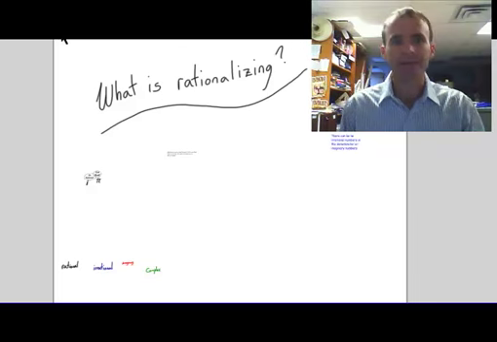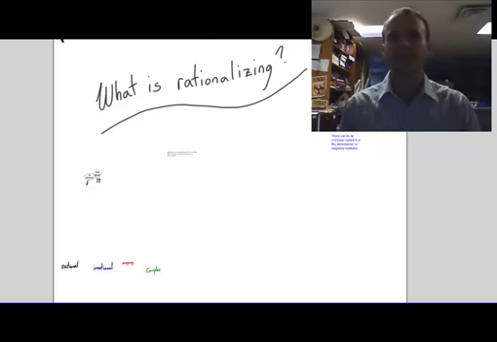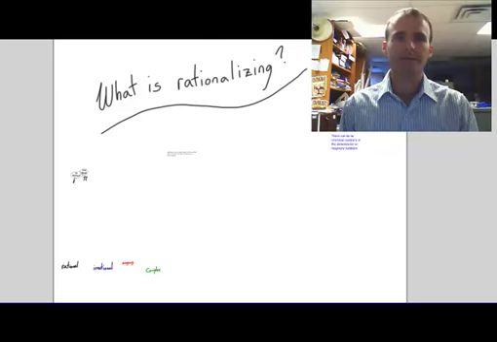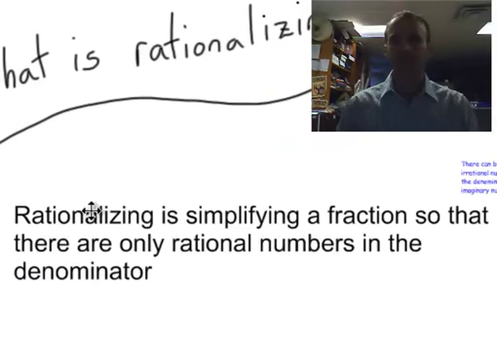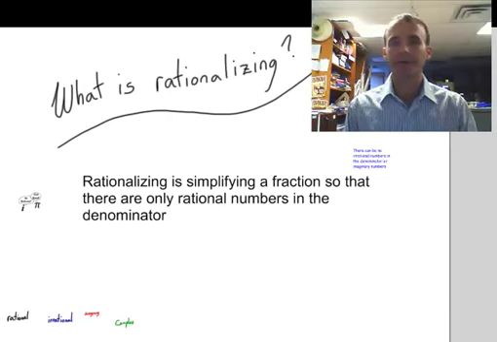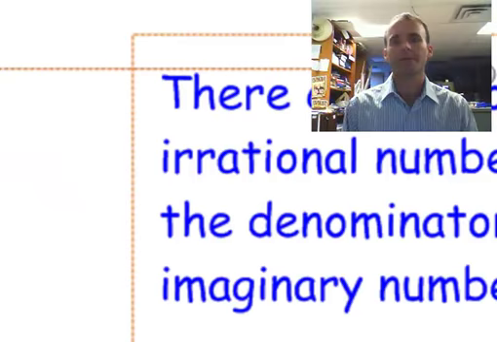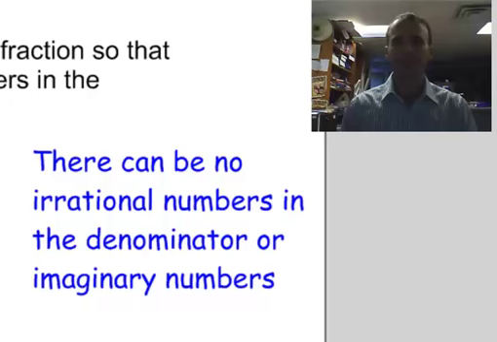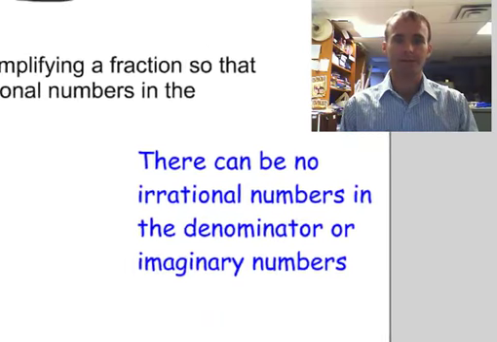Okay, so the first thing that you might be asking yourself is, what is rationalizing? What does that term mean? What it means is simplifying a fraction so that there are only rational numbers in the denominator. So we can only have rational numbers in the denominator. That means that there can be no irrational numbers in the denominator, or imaginary numbers. We don't want imaginary numbers in there as well.